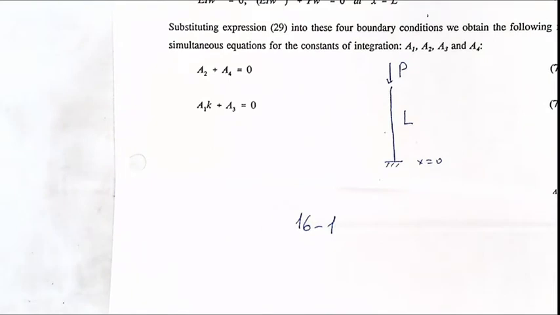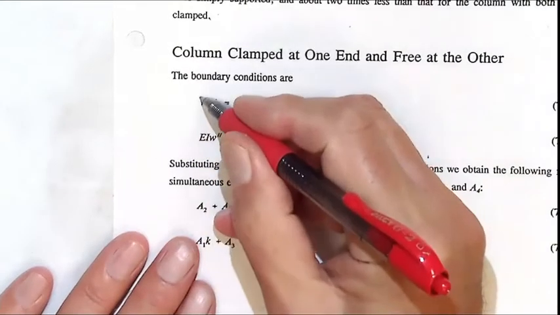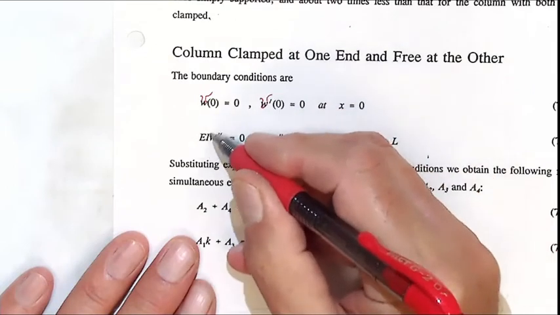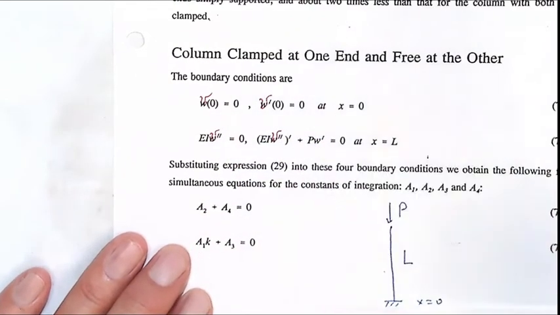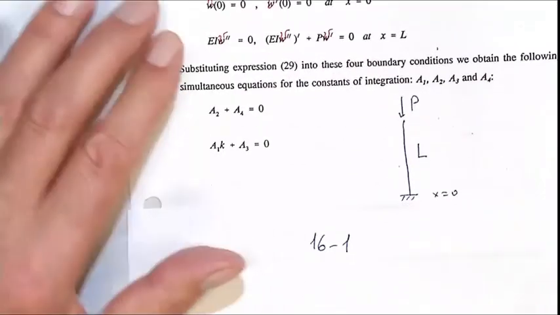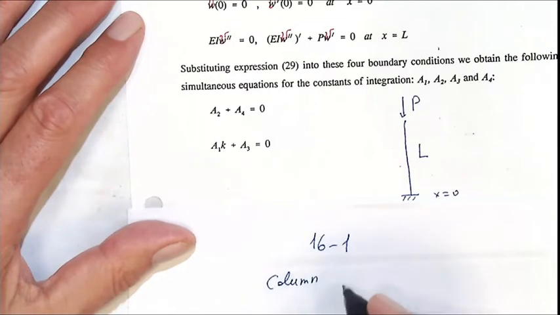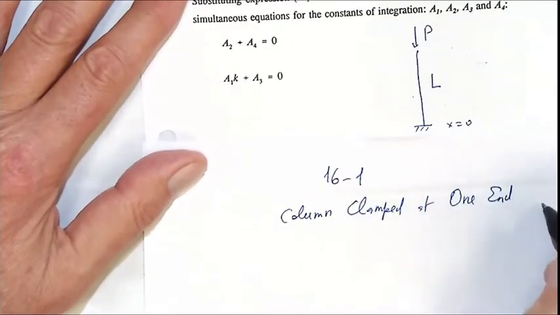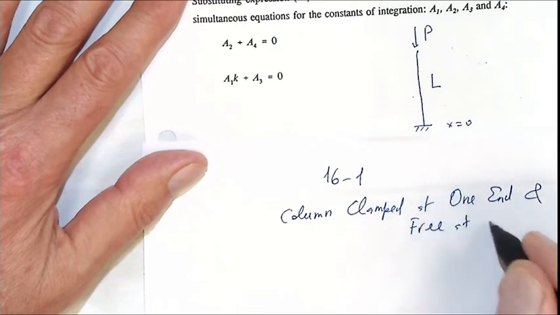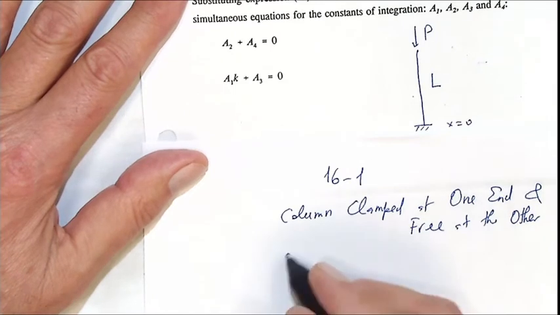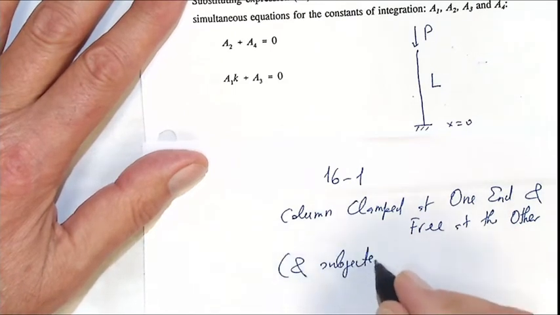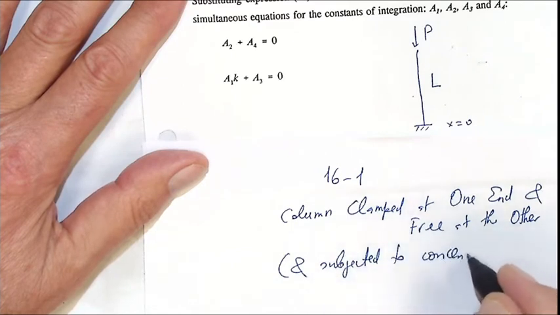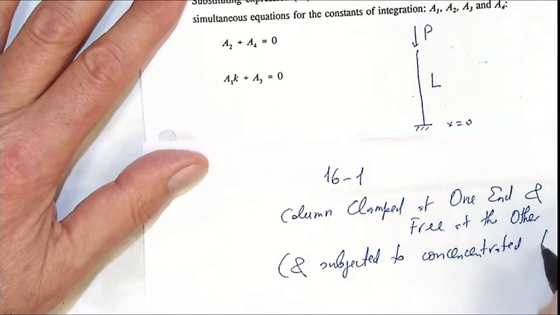So we know what shear force is. And of course, here our displacement is V. Now, so I will write down: column clamped at one end and free at the other, and subjected to concentrated load P compression.